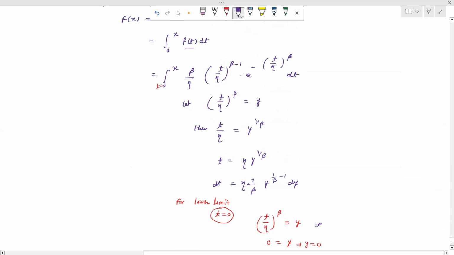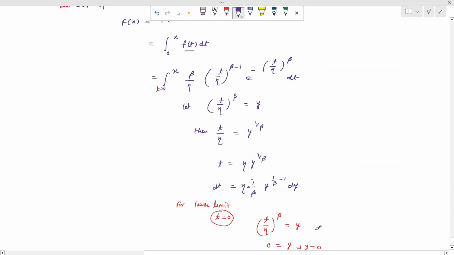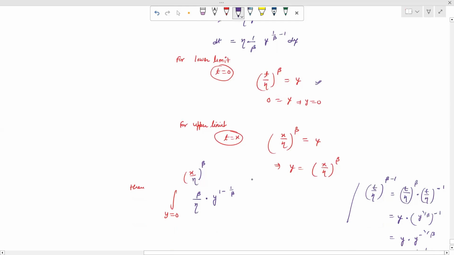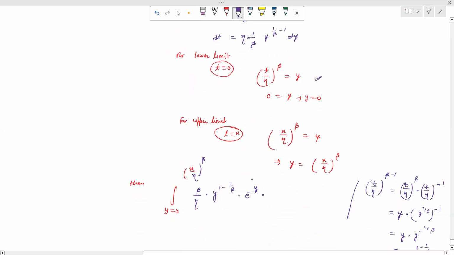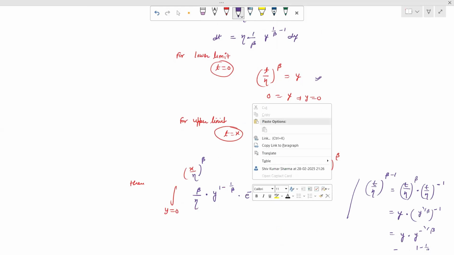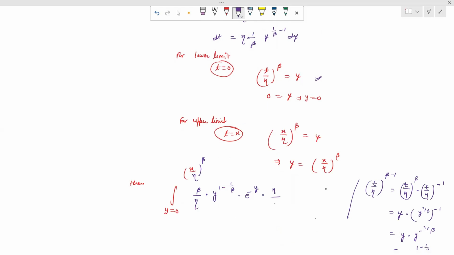Now what is the next term? The next term is e raised to the power minus (t upon eta) raised to the power beta, which we have considered as y, into dt. So what is the value of dt? The dt value is eta upon beta into y raised to the power 1 upon beta minus 1 into dy. So this is the value of dt.